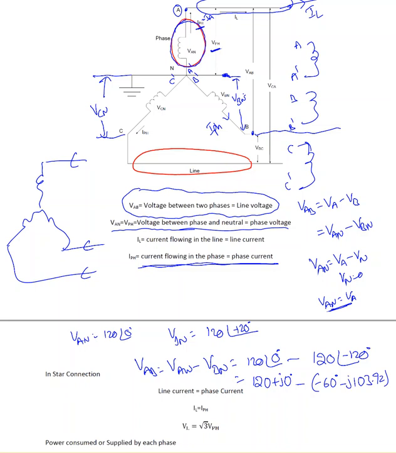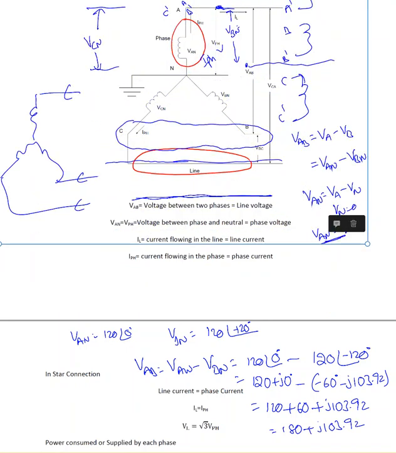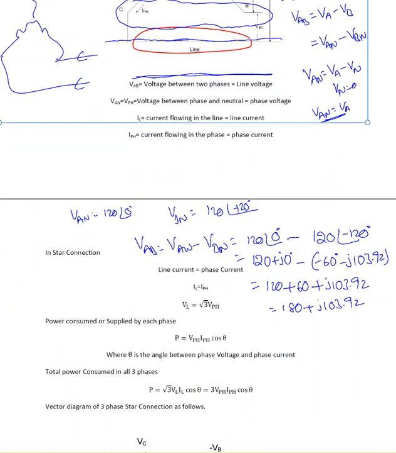So when I combine these two, I will end up with 180 plus j103.92. Now when I convert this into polar format, I will end up with square root 3 times 120 at an angle of positive 30 degrees.